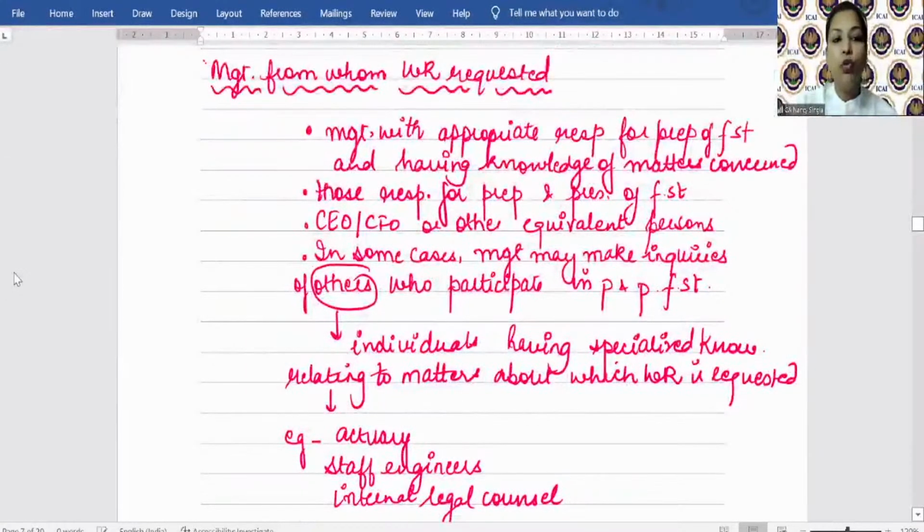Now, management from whom written representation is requested: management with appropriate responsibility for preparation of financial statements and having knowledge of the matters concerned. You need it from related parties with respect to related party litigation. So you will take it from the person who has the knowledge. You won't take written representation from the peon, or from the HR department.